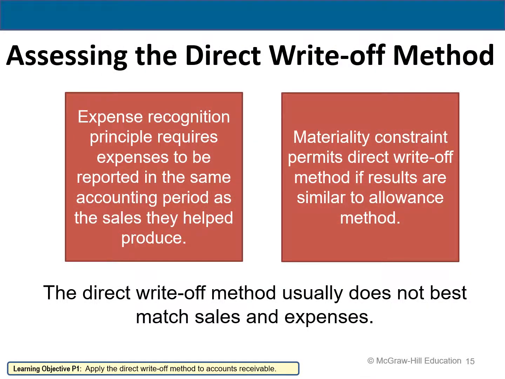Okay, so assessing the direct write-off method. Way back in chapter 1, we talked about the expense recognition principle requiring that expenses be reported in the same accounting period as the sales they help produce. The materiality constraint permits the direct write-off method if results are similar to the allowance method, but generally the direct write-off method doesn't best match sales and expenses, because you're not finding out that those accounts aren't going to be paid until well after you made the sale. So that's why typically the allowance method is used instead.